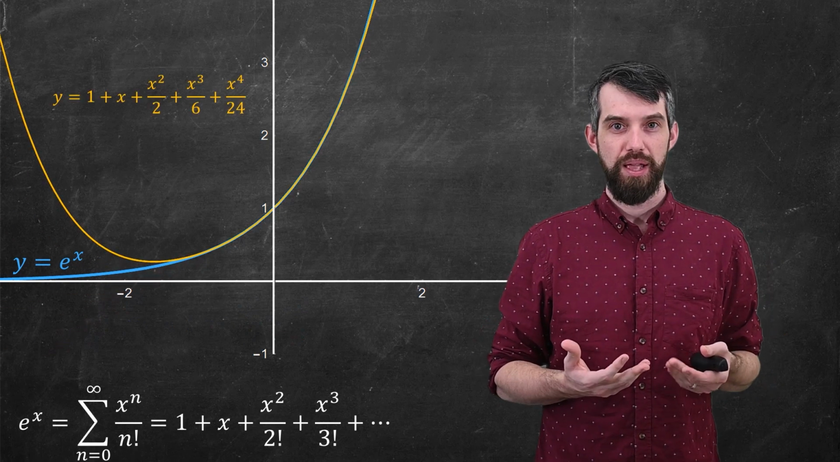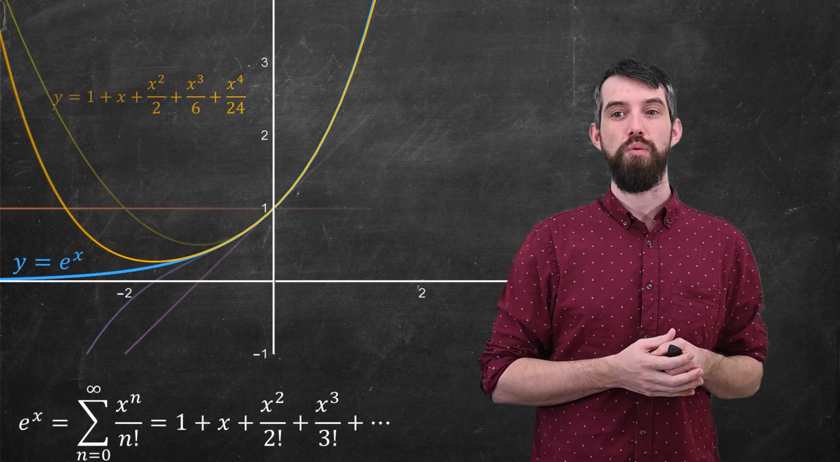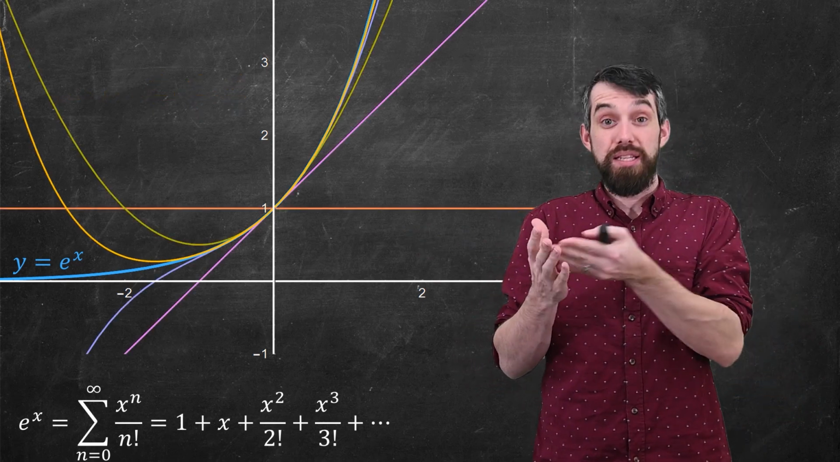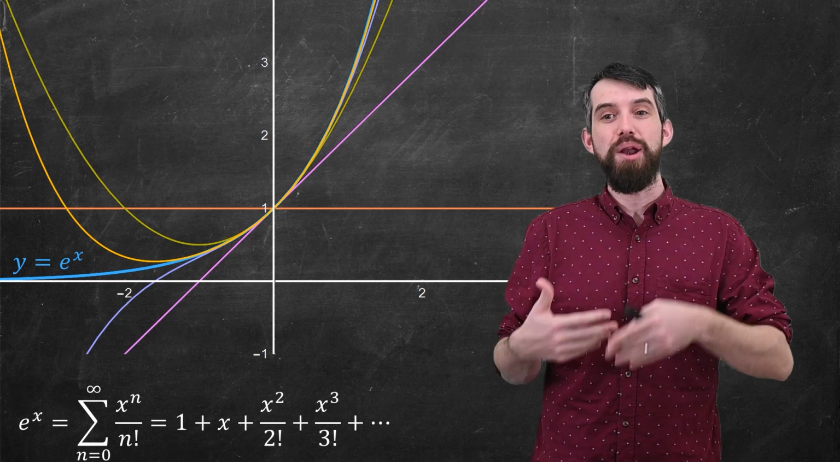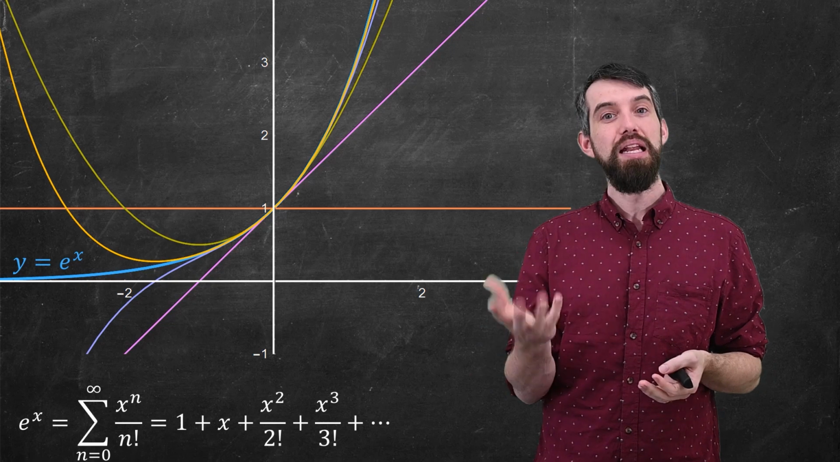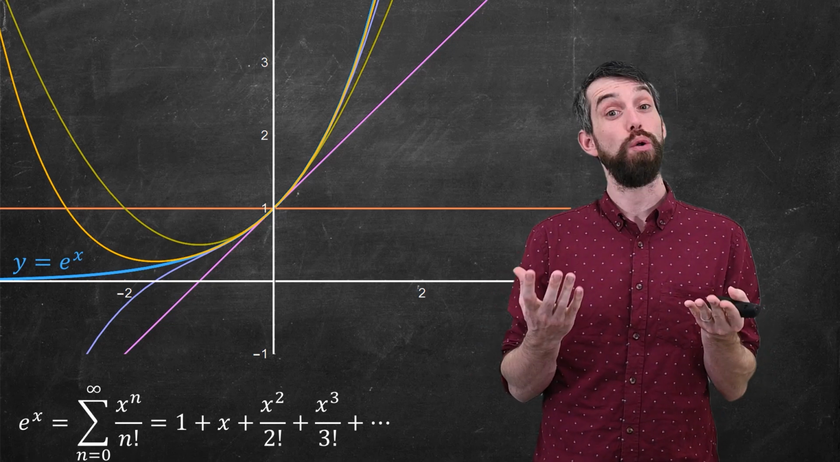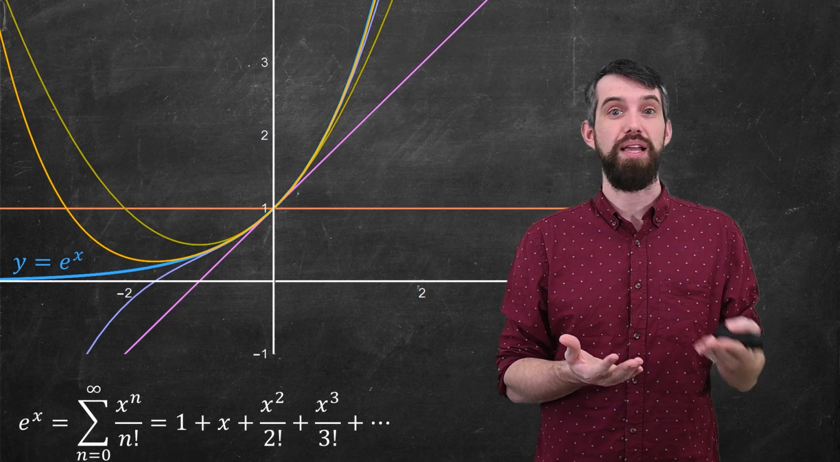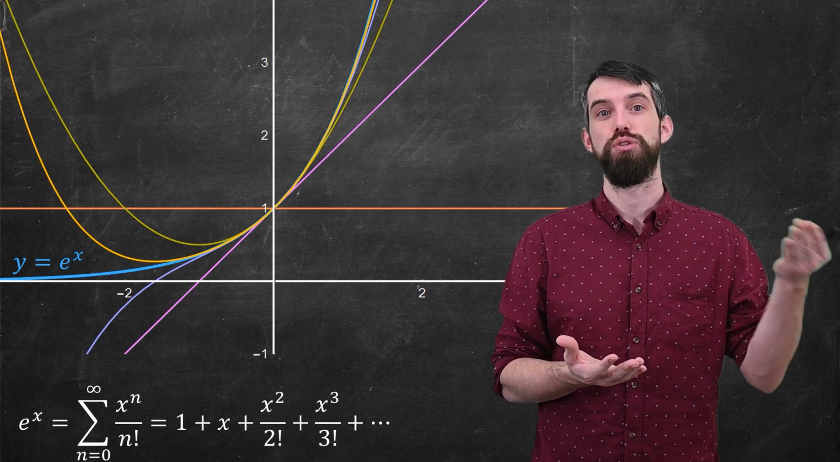So here's the point. As I have more and more terms in this series expansion, I get a better and better approximation for e to the x. It's in this sense that we think that e to the x and this infinite series are the same thing, because they converge to be the same thing as the number of terms you take goes to infinity.